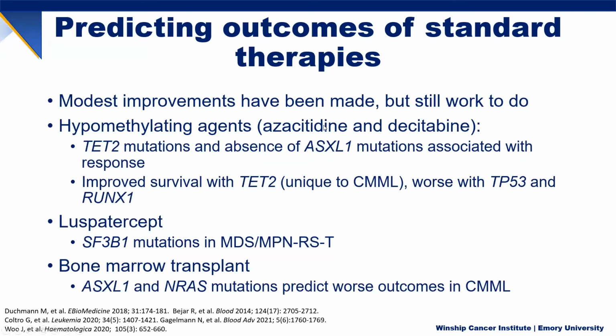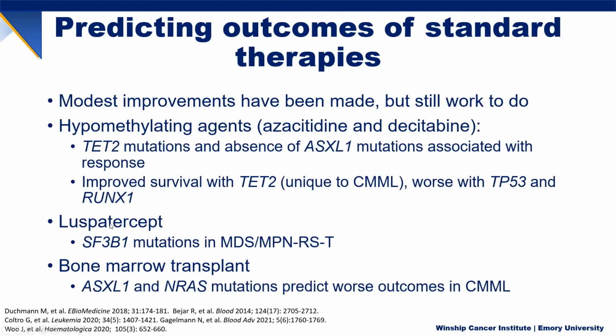And this is particularly true in patients who don't have an ASXL1 mutation. Again, they balance each other out to some degree, and ASXL1 has been suggested to have worse response rates to these drugs. And then independent of response is how survival and how patients do long-term with these drugs. And again, at least uniquely to CMML, TET2 seems to be more favorable, whereas some of these other mutations like TP53 and RUNX1 appear to be worse.